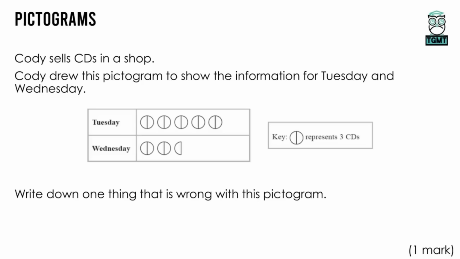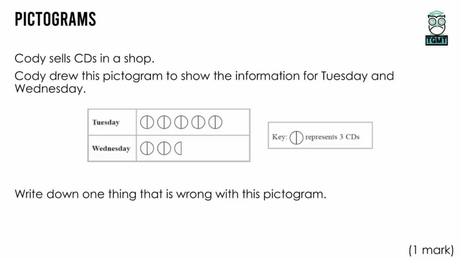Now we're looking at a pictogram. It's really important with a pictogram that we have an accurate key. This particular question here says write down one thing that is wrong with this pictogram. Now looking at it, the pictogram is drawn properly and the key is drawn nice and neatly.